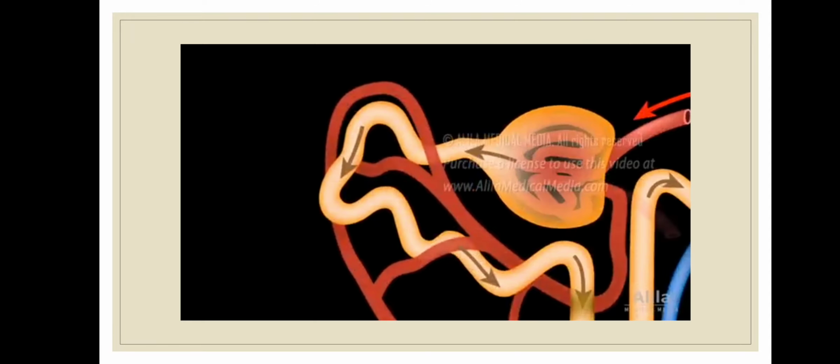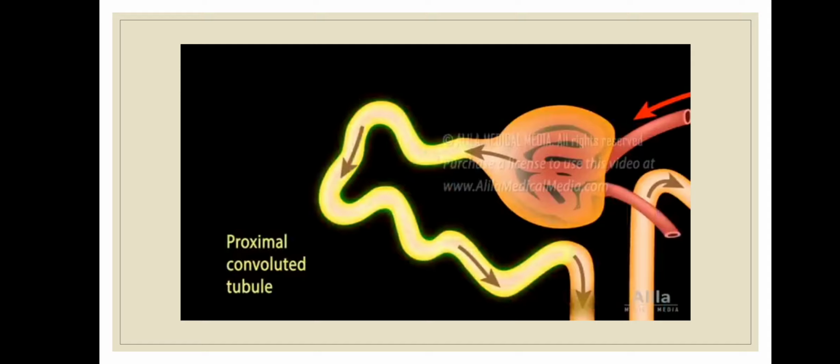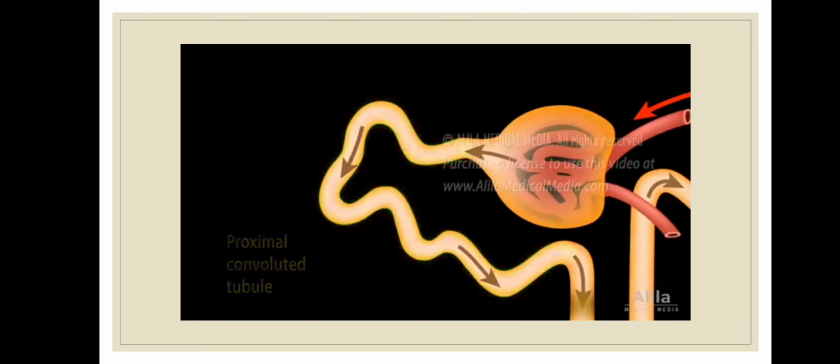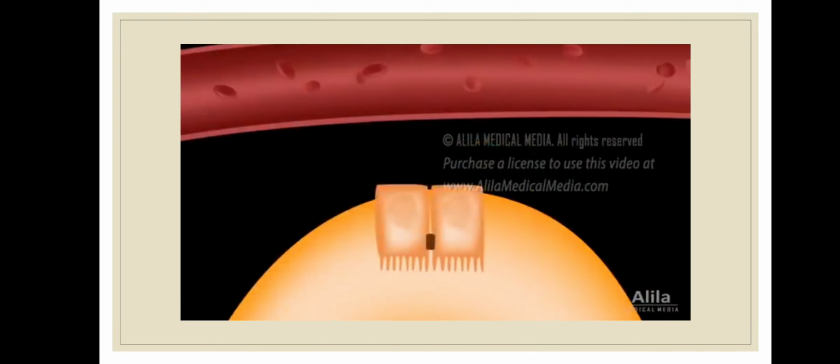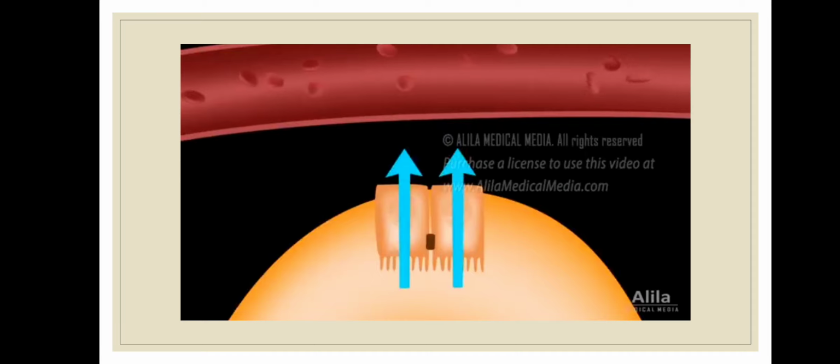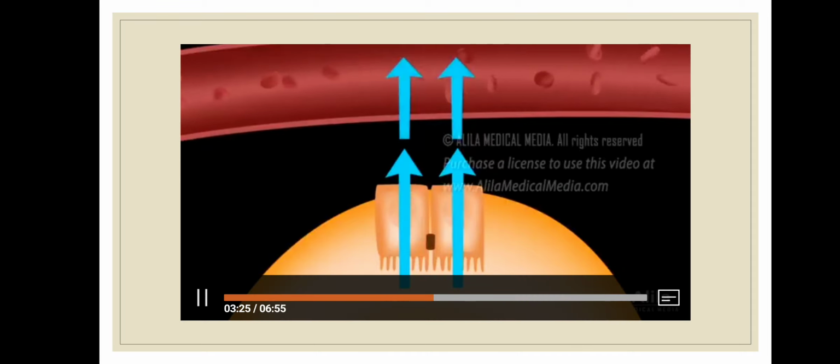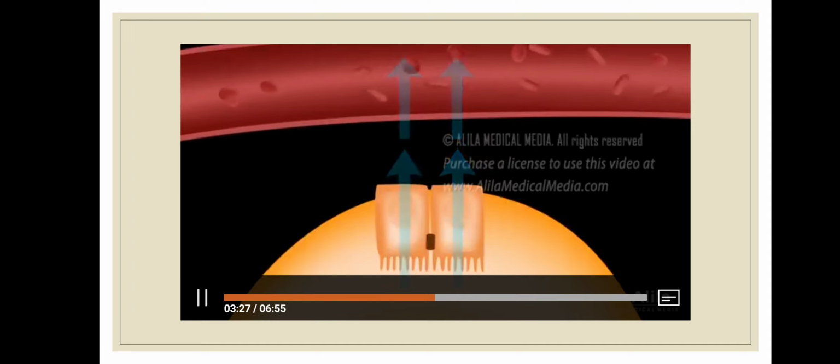The first part of the tubule, the proximal convoluted tubule, reabsorbs about 2/3 of the filtrate. In this process, water and solutes are driven through the epithelial cells that line the tubule into the extracellular space. They are then taken up by the peritubular capillaries.